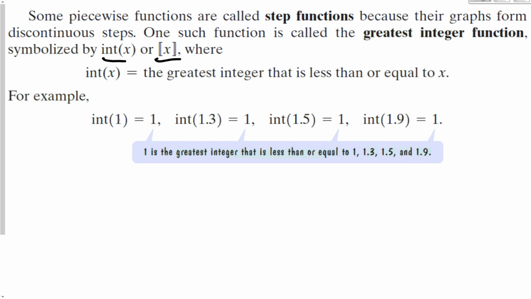So that means that if you take the greatest integer function of 1, you get 1; of 1.3, you get 1; of 1.5, you get 1; of 1.9, you get 1. You always just round down. Here's what it looks like.